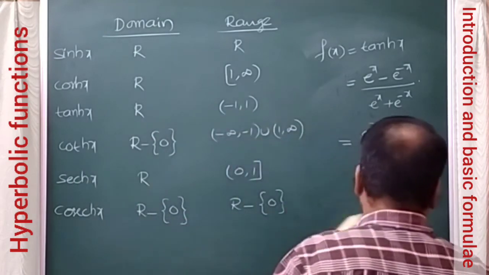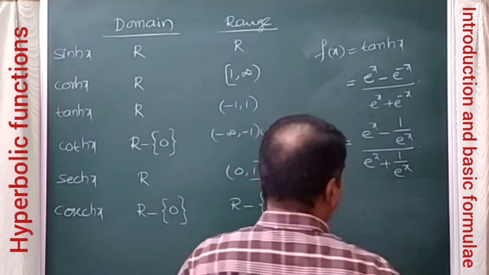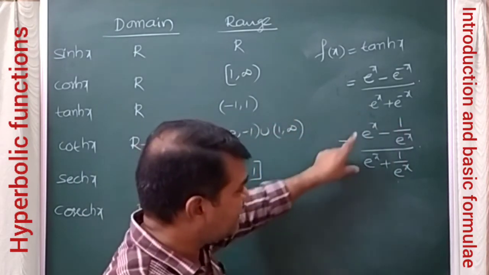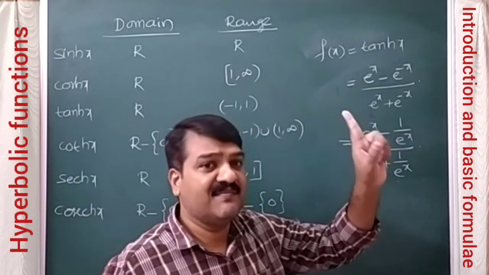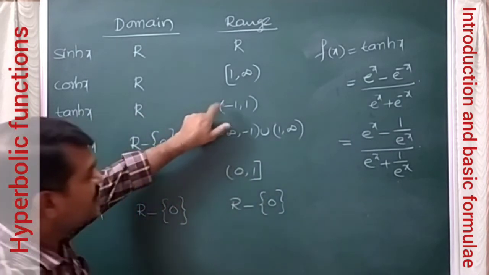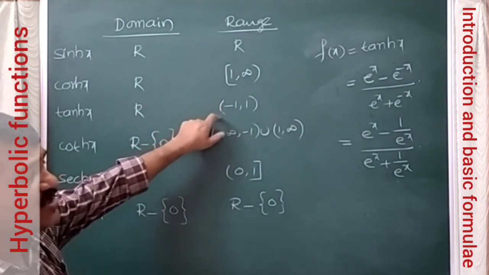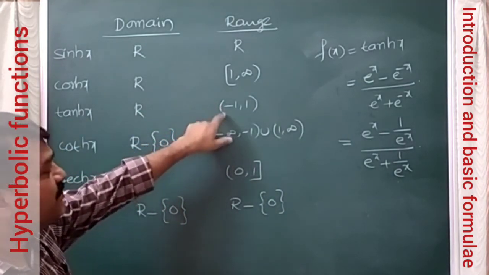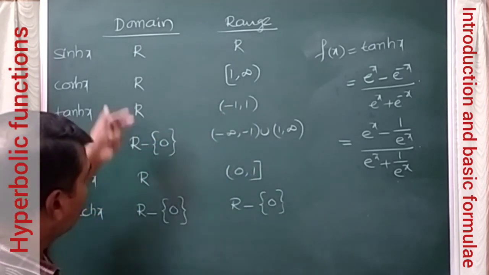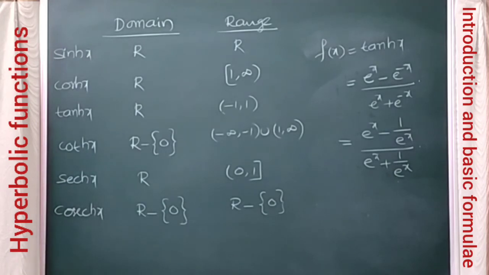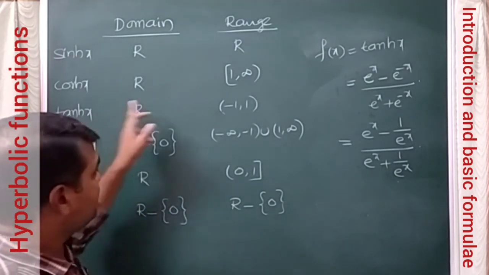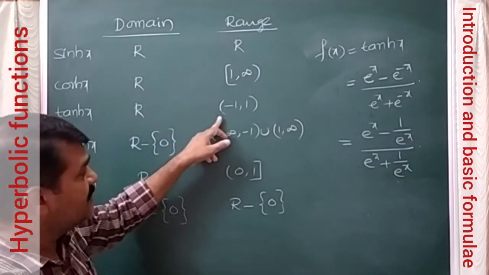Therefore, the function values will fluctuate between minus 1 and 1. Exactly 1 will not come, exactly minus 1 will not come. Therefore, this is going to be the range of tan hx. Now, when we come to reciprocals of these functions, we can easily understand the domain and range. First of all, tan hx is minus 1 to 1.